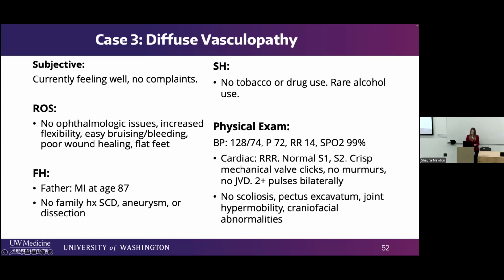He has no complaints. You are very astute and go through a thorough review of systems, and he notes no ophthalmologic issues, no increased flexibility, easy bruising, bleeding, poor wound healing, or flat feet. His family history is honestly pretty unremarkable. His father had an MI at age 87, and there's no family history of sudden cardiac death, aneurysm, or dissection. Social history, he has no tobacco or drug use, rare alcohol use.